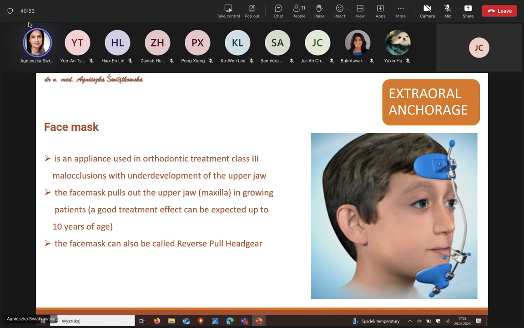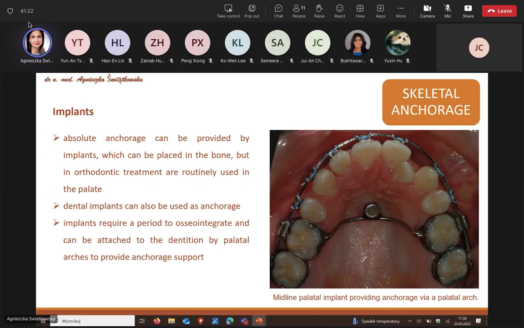Okay, and where we have anchorage is on the forehead and on the chin. Of course, this part is stable, this part is mobile. That's why we can expect, when the patient uses it, distal rotation of the lower jaw. Remember that in your book, the face mask is also called reverse pull headgear, but remember, it's not a headgear, it's in fact a face mask. So if you have a question during the quiz, don't choose that headgear is for treatment of class 3 with underdevelopment of the upper jaw.